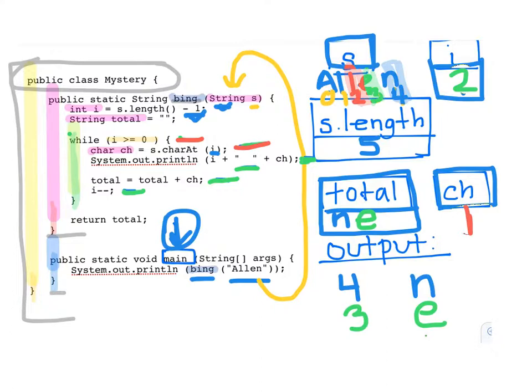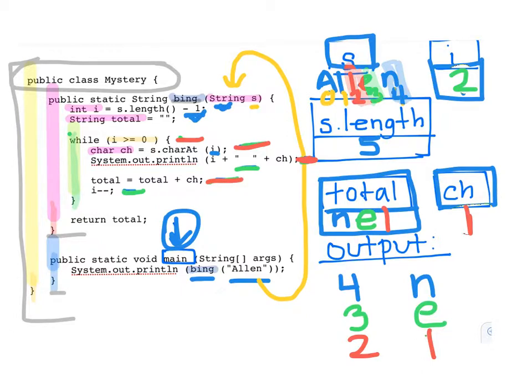So now I'm going to drop down here to my print line statement, and I'm going to print the I, which is 2, and then I'm going to print a space, and then I'm going to print what's in the ch field, which is an L. So I did that. Now I drop down to the total. So total equals total plus ch. So total is ne, and if I add to it ch, then total is now going to be equal to nel. So I cross that off.